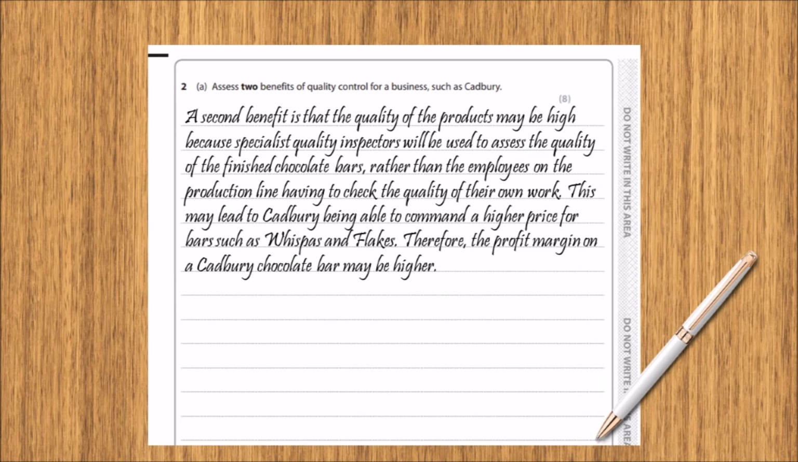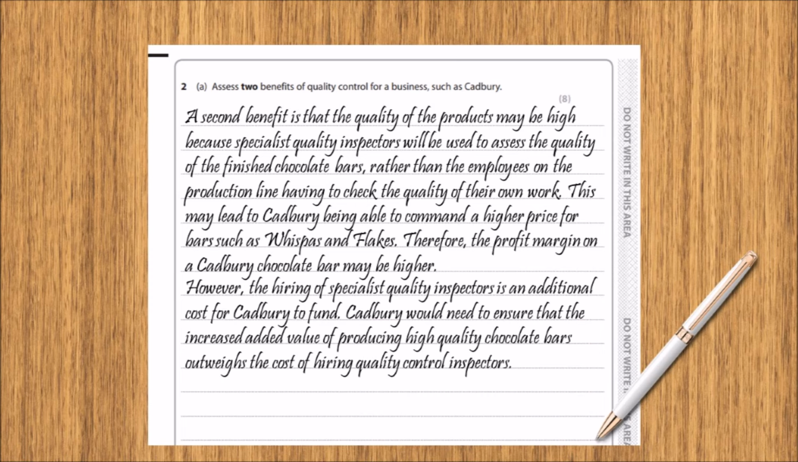But we want to come in with another "however" point here. We want to show the balance. We want to illustrate to the examiner that we know the limitations of this point. So we might say, however, the hiring of specialist quality inspectors is an additional cost for Cadbury's to fund. Cadbury's would need to ensure that the increased added value of producing this high quality chocolate outweighs the cost of hiring these quality control inspectors.